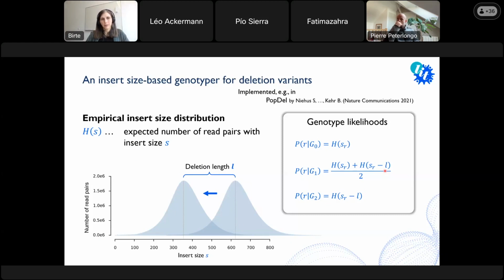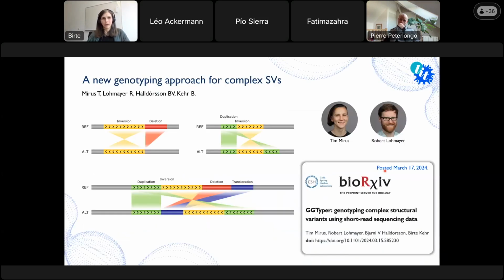This is something that works for deletions, but for example, for inversions, it doesn't help because variant supporting genotypes you can identify best by the orientation. So for complex structural variants, we have to combine such ideas somehow together and have something general, and we implemented this now in a tool that we call Generalized Genotyper, GGtyper in short.